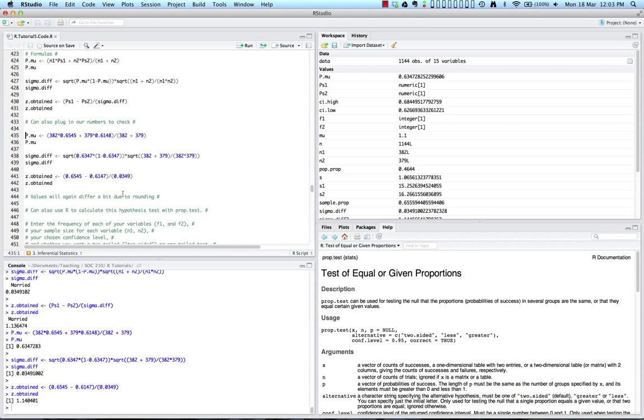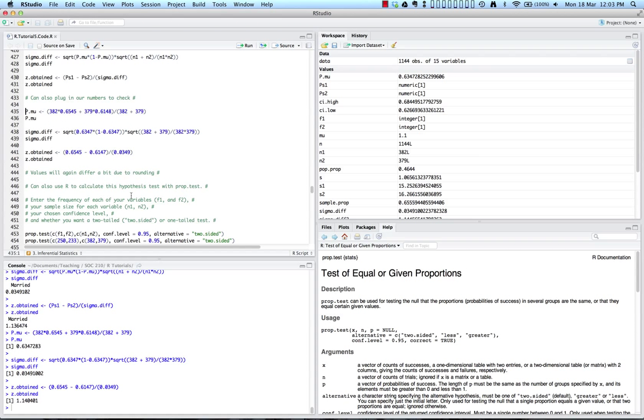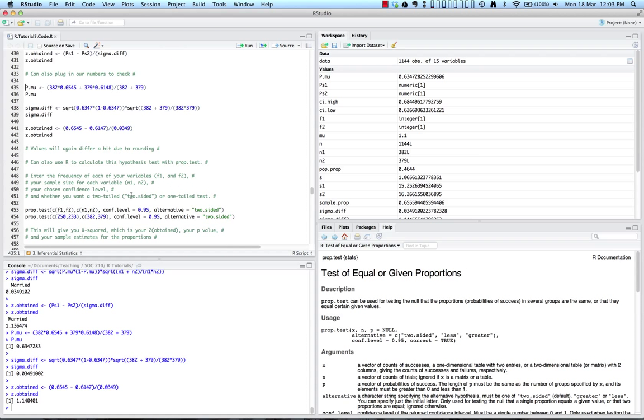But again, we can use R to calculate a hypothesis test, again with our function prop.test. In this case, what we enter is going to be slightly different than what we did before. So first you want to start by entering the frequency of each of your variables, f1 and f2. We're going to put those together with the C in parentheses for concatenate for our first overall value in prop.test. We also want to enter our sample size for each of the variables, n1 and n2, our chosen confidence level of 0.95 in this case, and whether we want a two-sided or a one-tailed test.